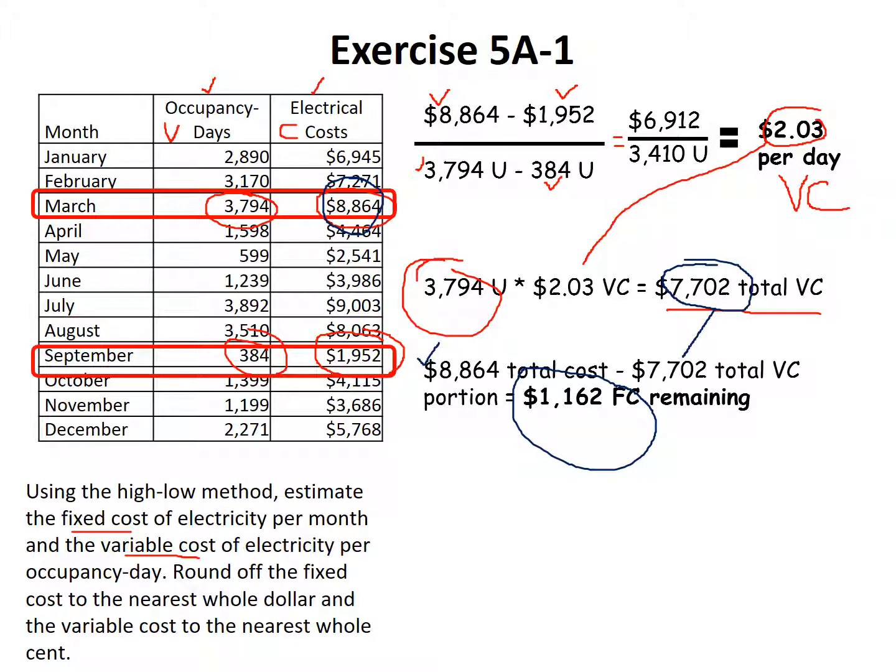So my variable cost per unit is $2.03, and my fixed cost component for the month is $1,162. When I say $2.03, that's based upon unit of volume. So that's the end of exercise 5A. We have an additional exercise, and again, it's another high-low calculation. I'll leave that to your own pursuits.